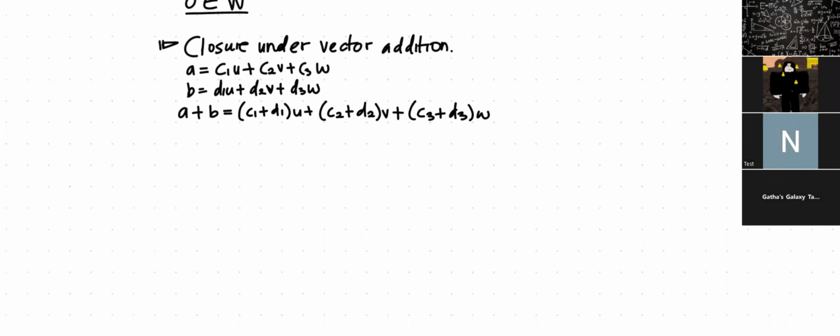Since C1 plus D1, C2 plus D2, and C3 plus D3 are new scalars, and A plus B is a linear combination of U, V, W, A plus B is an element of W.